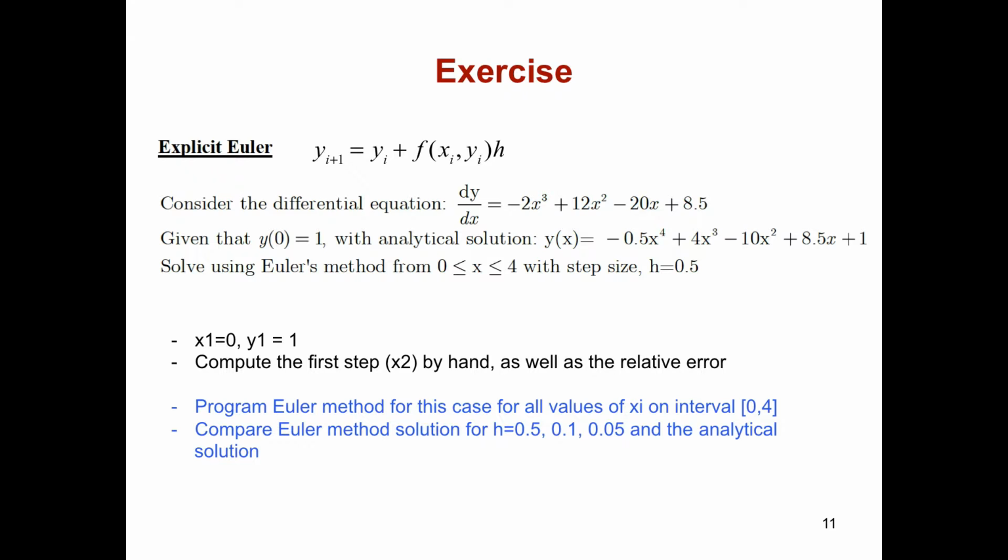So y of 0 is 1, that's my initial value. I want you to compute the first step by hand, just to see that you understand how this formula works. After computing this first step by hand, then I want you to program the rest. Technically with 0.5 we could solve everything by hand, but once you know how to do it by hand, and after you have a program, you can then use it. So please program it for general H.